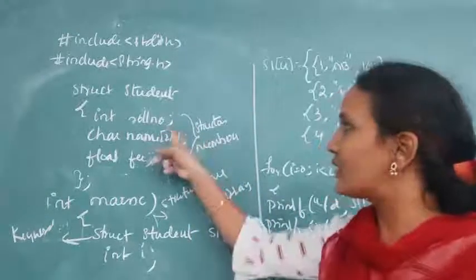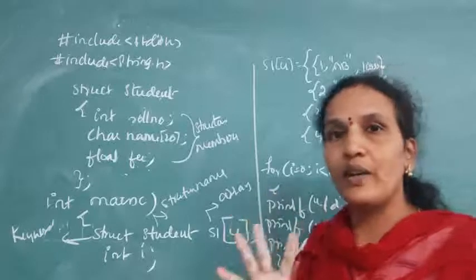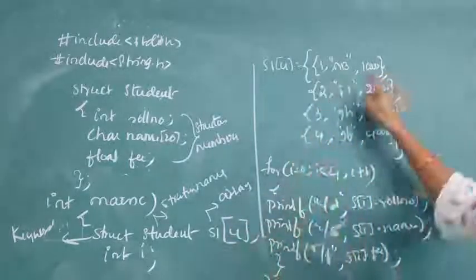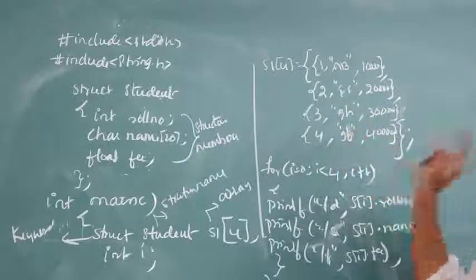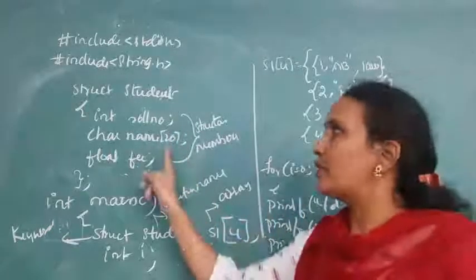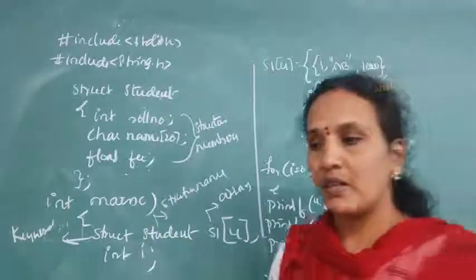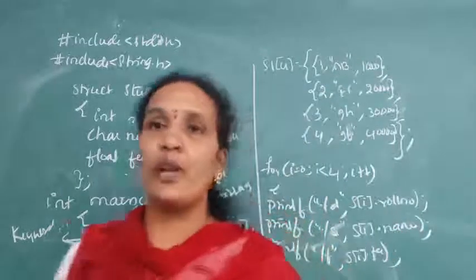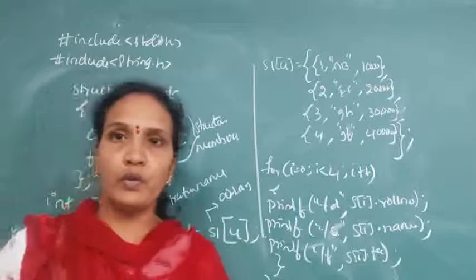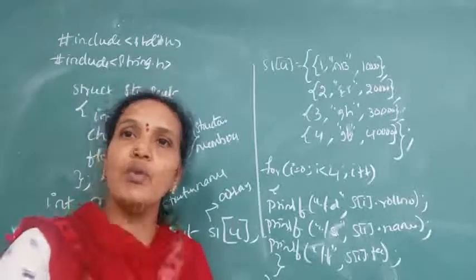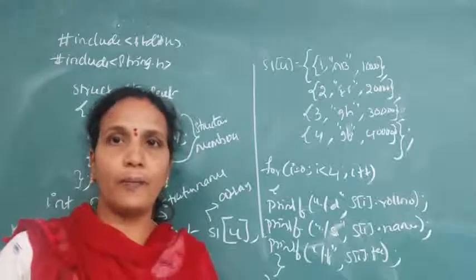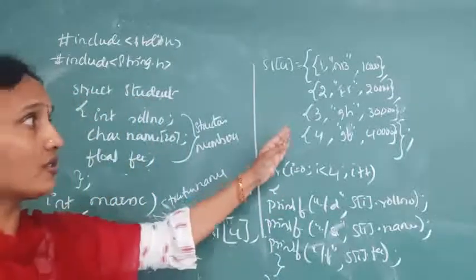So 4 3s are 12. So 12 values should be there. Here you can count 1, 2, 3, 4, 5, 6, 7, 8, 9, 10, 11, 12. So for each student, 3 values. Instead of 1, in an array, actually we used to store 1 value. Okay. So here what we are doing is for one element we are storing more values. Understood? So that is the structure.